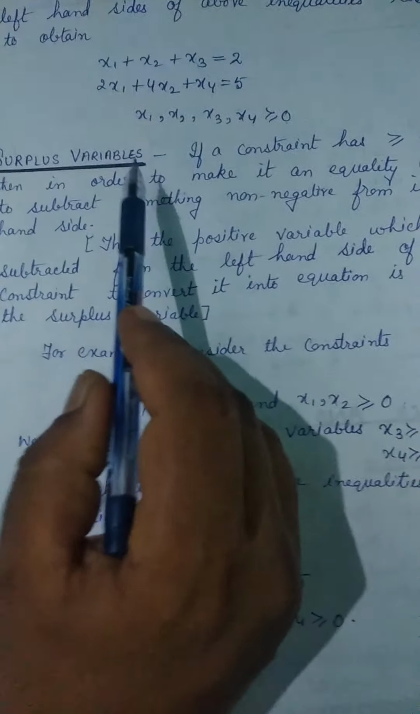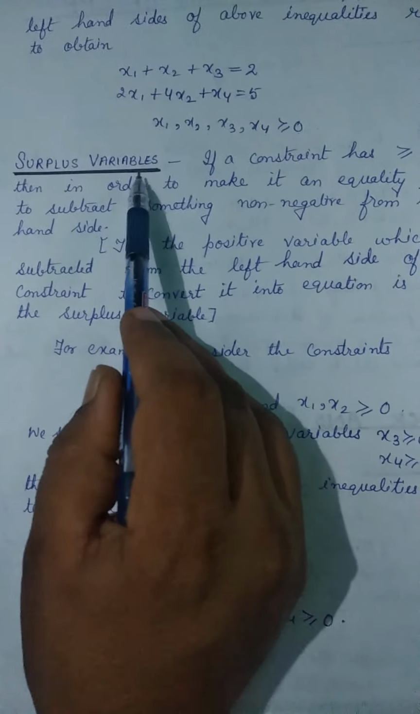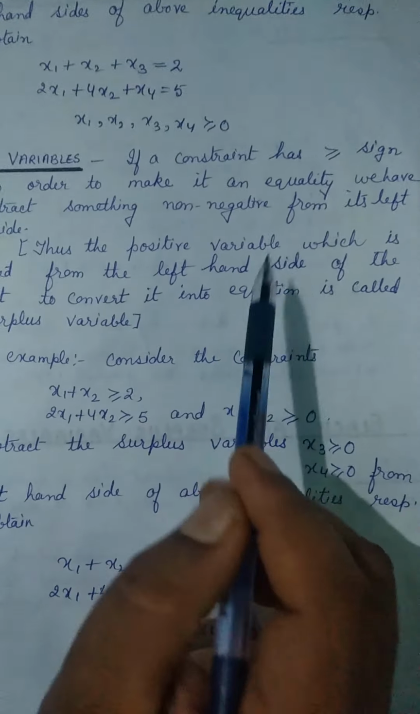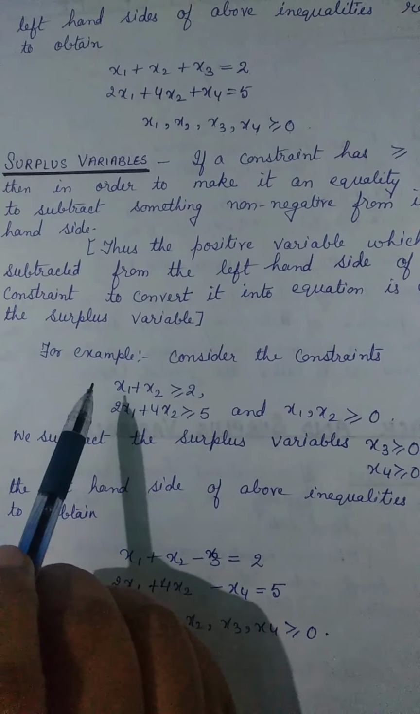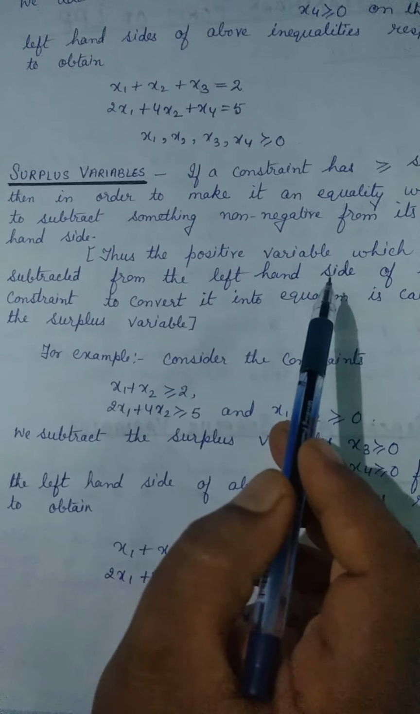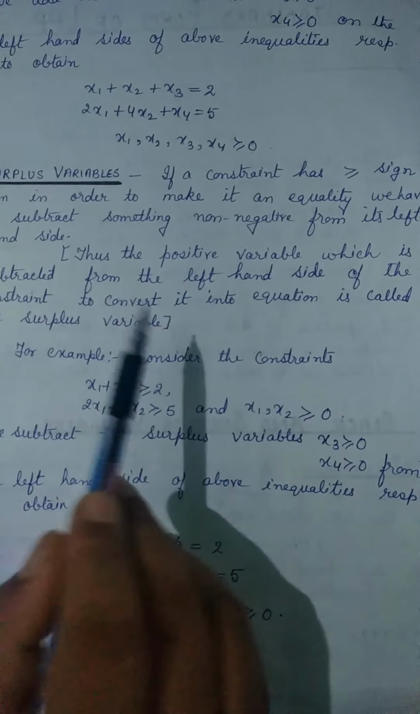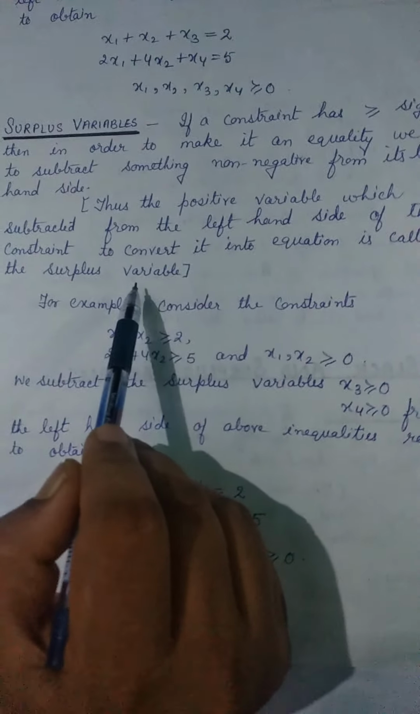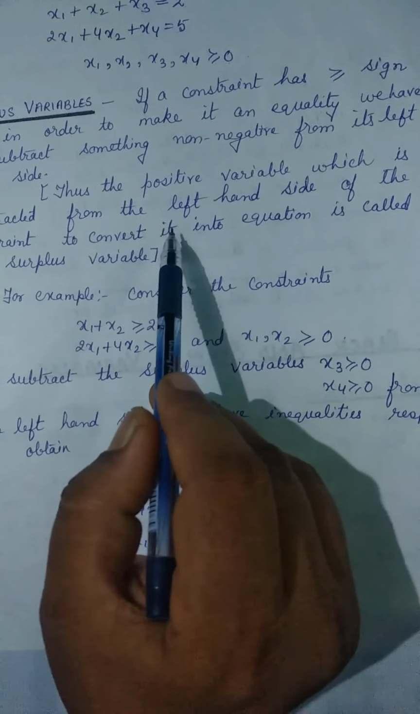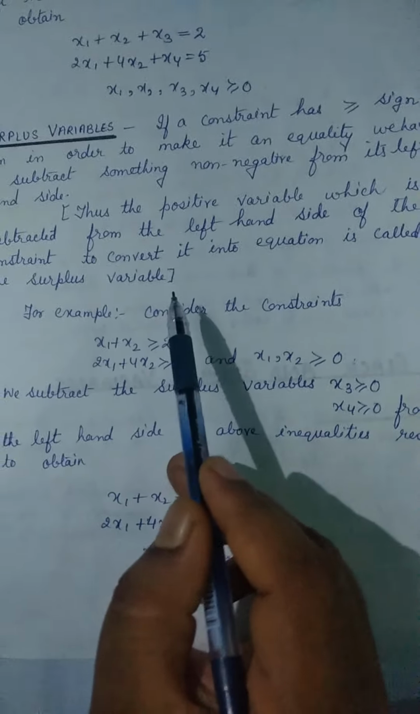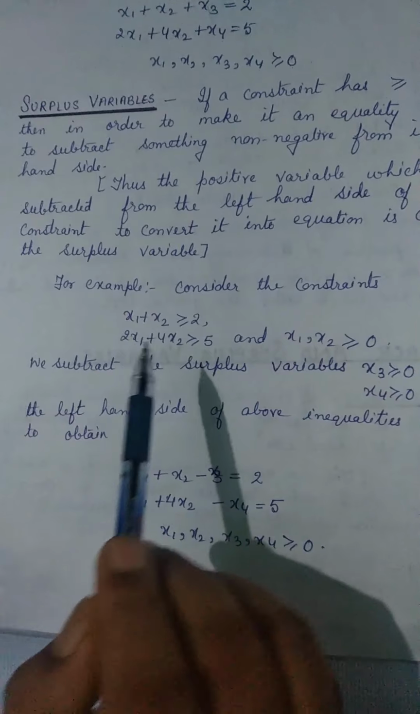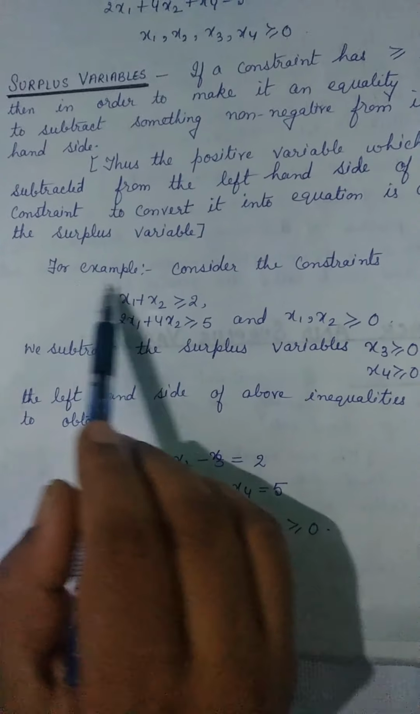Now let us move to the definition of surplus variable. If a constraint has greater than or equal to sign, then in order to make it an equality, we have to subtract something non-negative from the left hand side. So what is a surplus variable? The positive variable which is subtracted from the left hand side of the constraint to convert it into an equation is called the surplus variable. So let us see one example.